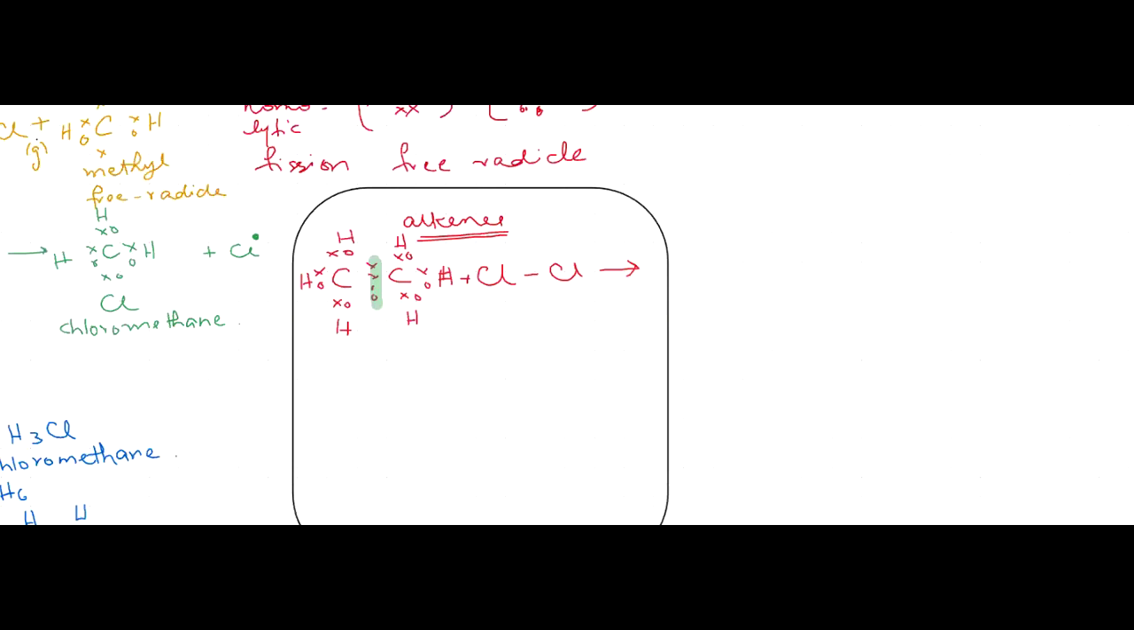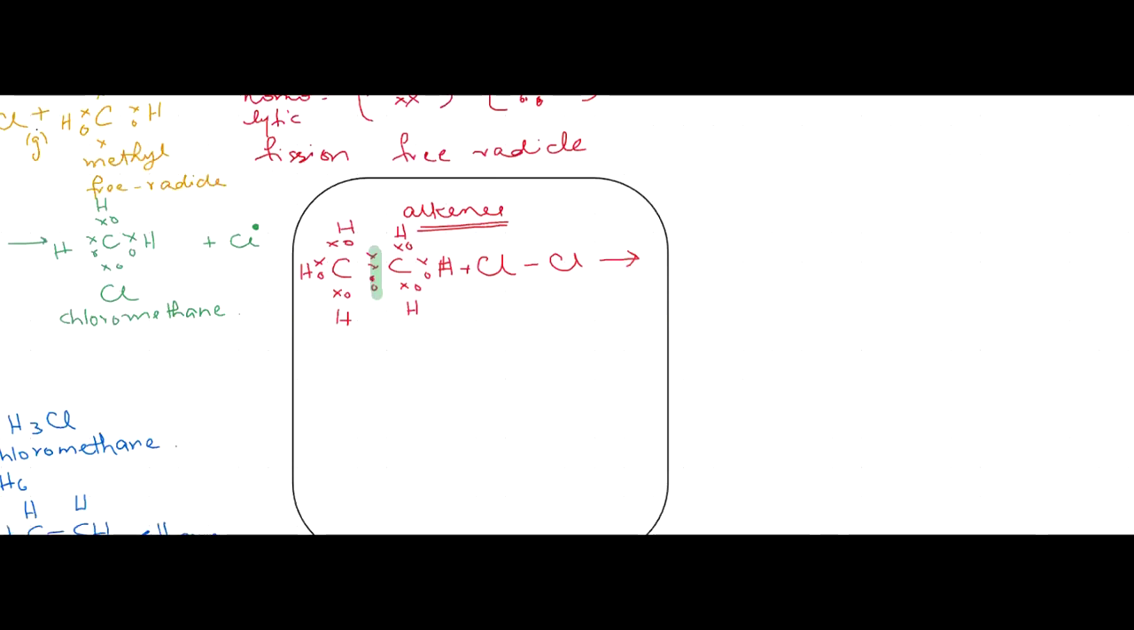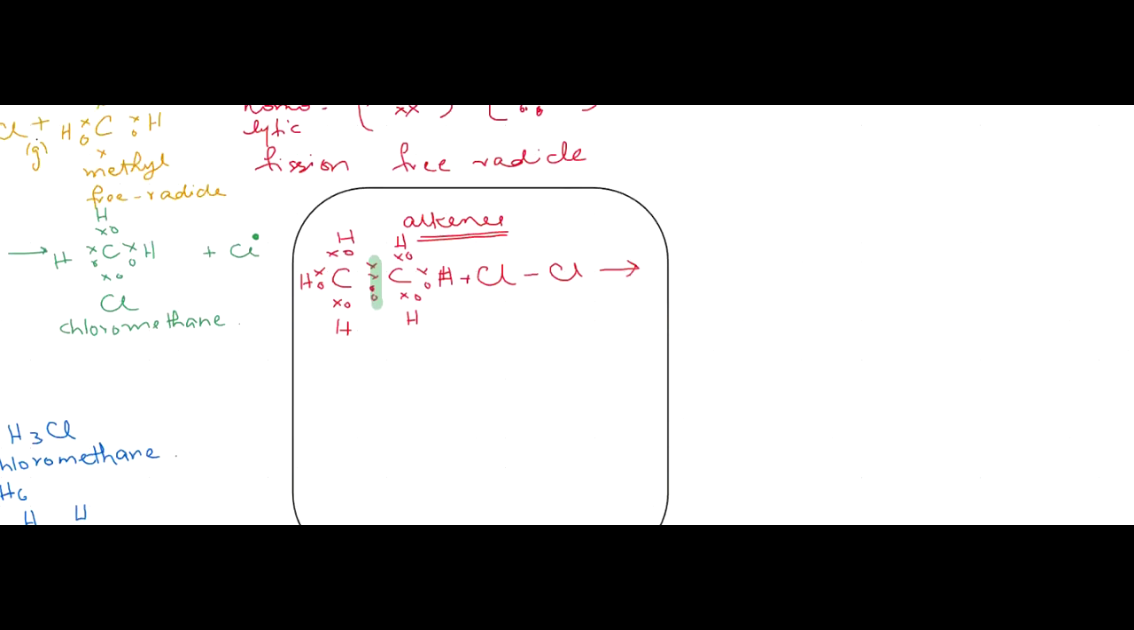Now a double bond is easier to break than a single covalent bond. Again, don't worry about why. Why is it easier to break a double covalent bond? You'll again understand that when you do your A-levels. All you need to realize is that a double covalent bond is easier to break. So what is going to happen? One of the bonds between the two carbon atoms is going to break.